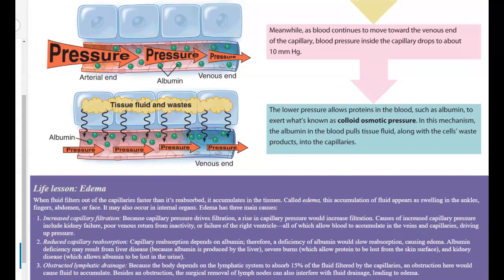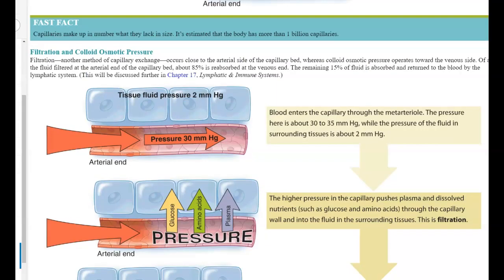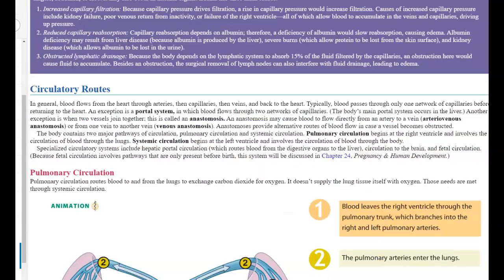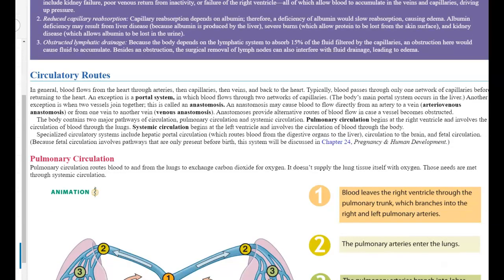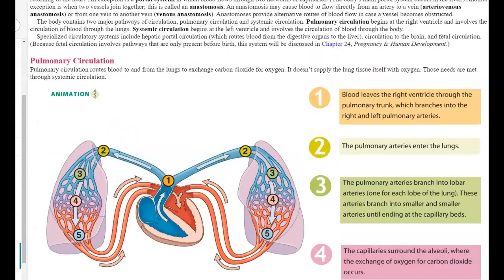Okay, no problem. Very complicated, but this is why if you don't eat enough protein, it can interfere with the process in your blood. Okay, let's look at circulatory routes.